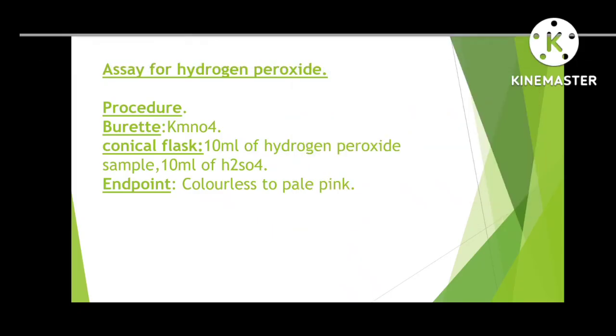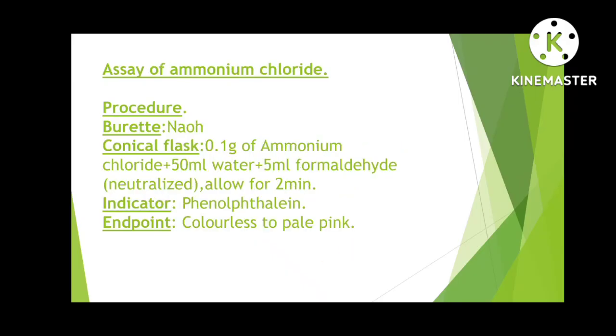Very simple. Assay means in the conical flask you take the given sample. For example, if they have given hydrogen peroxide, you take 10 ml of hydrogen peroxide in the conical flask. Clear? Then KMnO4 in the burette, simple. If calcium gluconate is given, what do you take in the conical flask? One is known, we take calcium gluconate. According to that you have to follow.